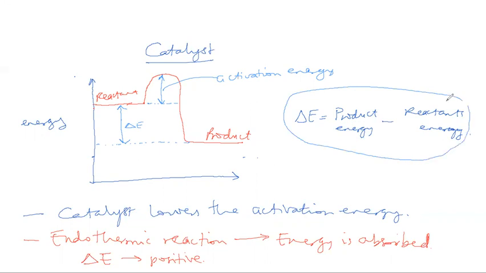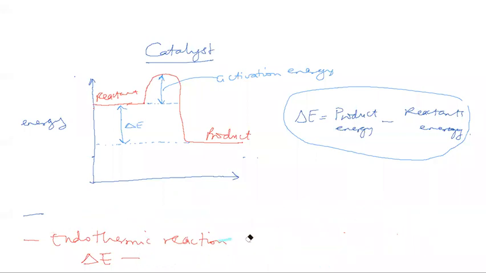But this time, because the products have a lower energy level than the reactant, the change in energy is going to be a negative number, right? So let's put this down and say that you have a negative energy change, okay? And when that occurs, you have what we call the exothermic reaction.